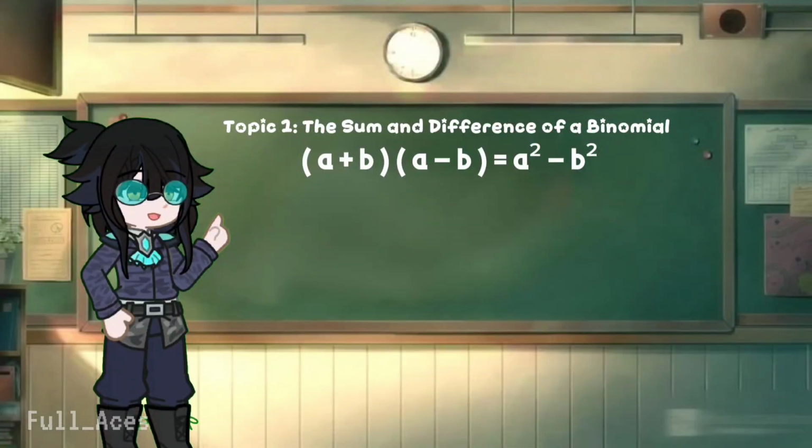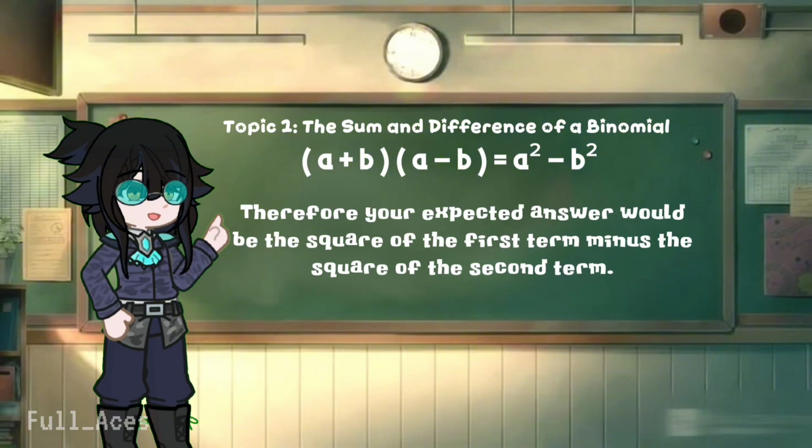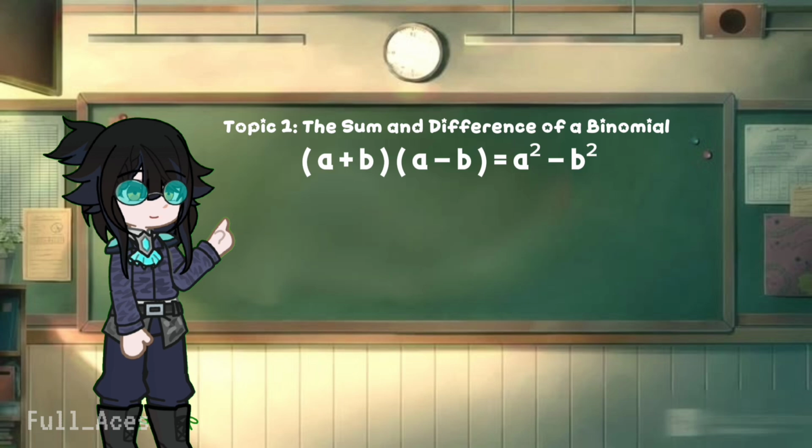Topic 1. The sum and difference of a binomial. Now, when you multiply the sum of two terms by the difference of the same two terms, in which you have the same first term and the same second term, but with a plus and a minus sign, your expected answer would be the square of the first term minus the square of the second term. Let's have an example here.